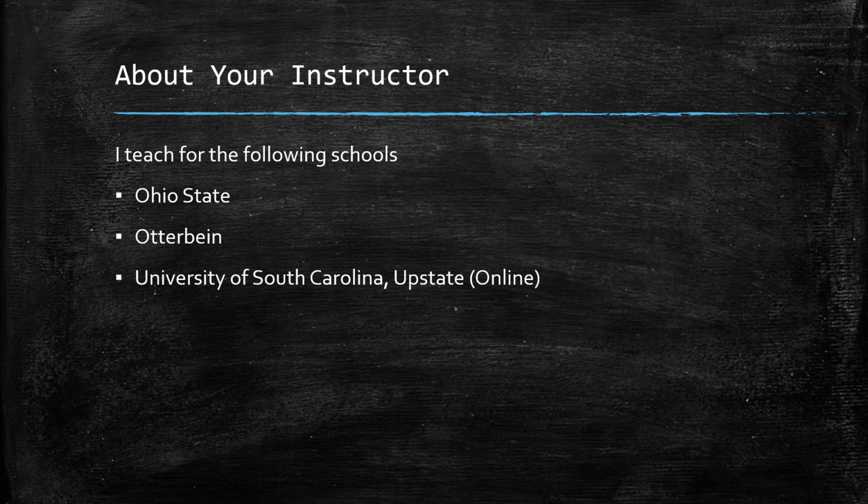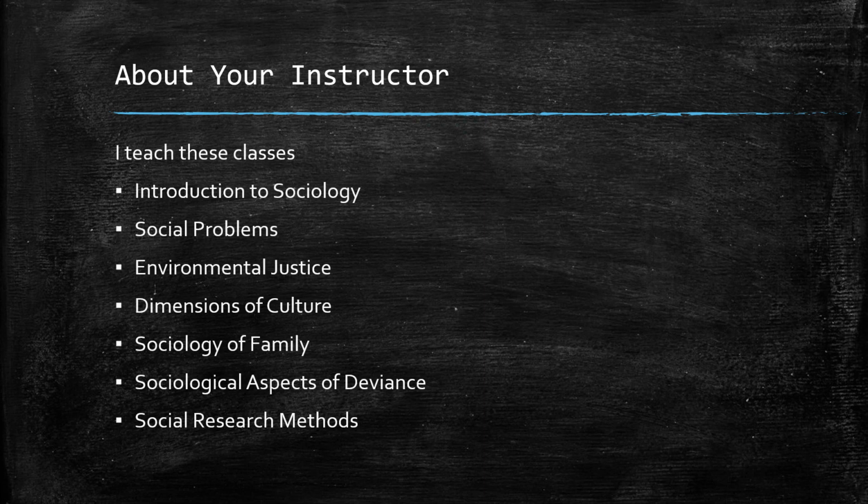So I teach for Ohio State. I also teach for Otterbein, both of those being in Central Ohio. And then I also teach for University of South Carolina Upstate, which is an online course that I teach. USC is USC itself, their state school, and Upstate's one of their branch campuses. I teach Introduction to Sociology. That's probably the course I teach most often. Some of you may have taken me for Intro to Soc. Social Problems, Environmental Justice, Dimensions of Culture, Sociology of Family, Sociological Aspects of Deviance, and also Social Research Methods.